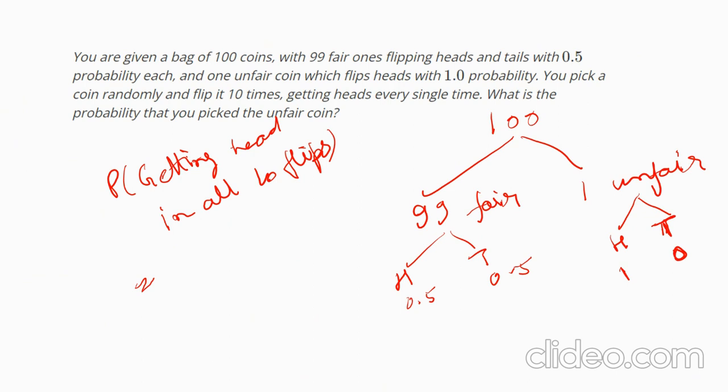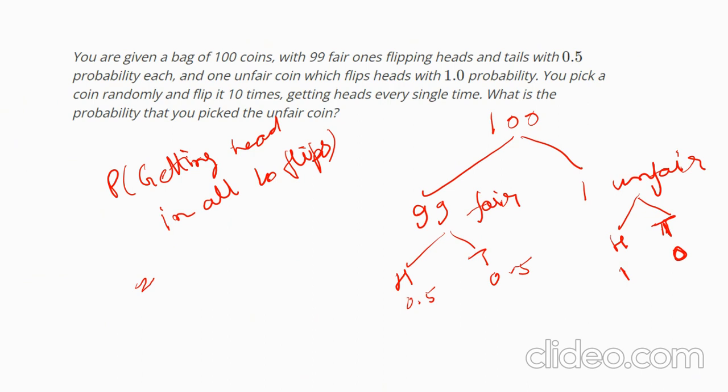You have done so many questions till now for the Bayes theorem. So what will it be? Probability of getting head in all 10 flips. Let's just say we are selecting one coin. Firstly we have the probability of selecting a fair coin, and then we have the probability of selecting an unfair coin. The probability of selecting the fair coin will be 0.99, and the probability of selecting the unfair coin will be 0.01.